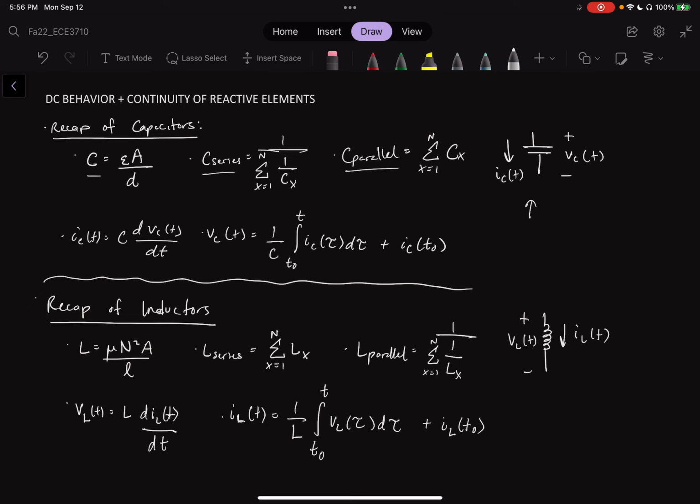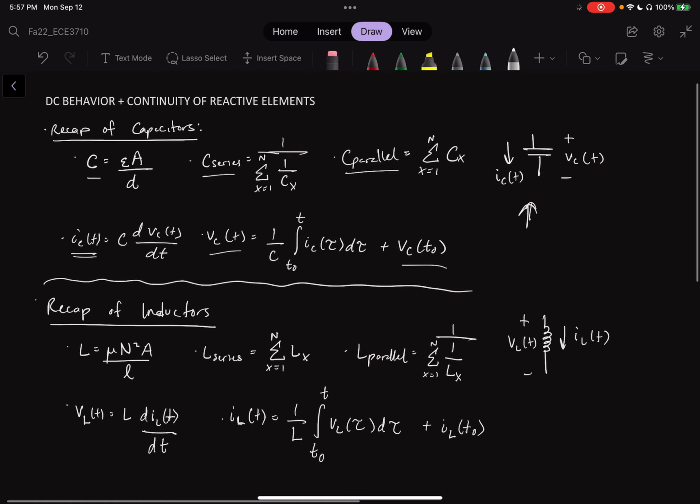We can also calculate the current of a capacitor, which is C times the derivative of the voltage with respect to time of said capacitor. And the voltage of a capacitor is equal to 1 over C times the integral, while considering the initial voltage of the capacitor. Now, for those who are visual people, this is a drawing of a capacitor with the current going downward and the voltage of the capacitor shown with its terminals.